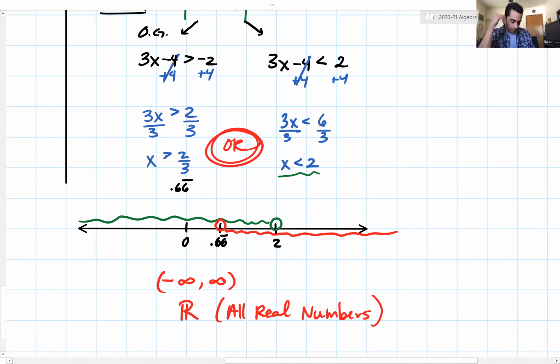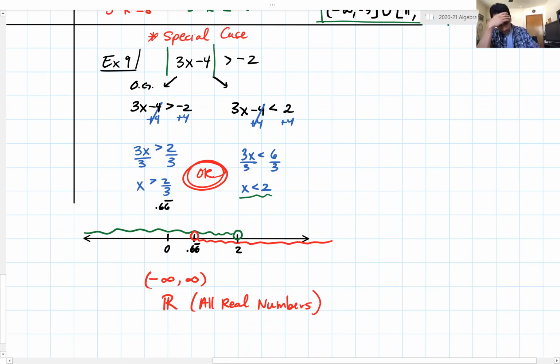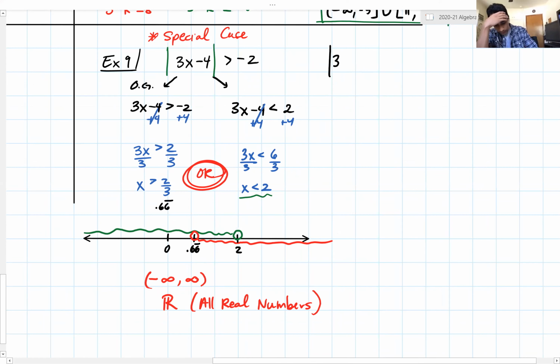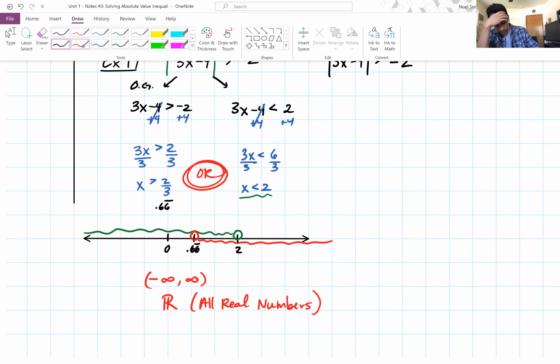Okay. So now let me take you back to the beginning, and I want to highlight something. I'm just going to rewrite the problem real quick, right? So we have the absolute value of 3x minus 4, and we're trying to find out when this is going to be greater than a negative 2. What do we know about absolute value? What kind of outputs does it give us?